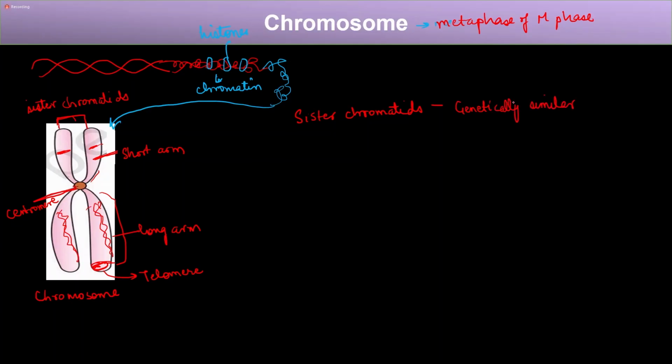Genetically similar. So sister chromatids are genetically similar. And how are they attached? They are attached via the centromere. They are attached by this structure that is known as the centromere, right?